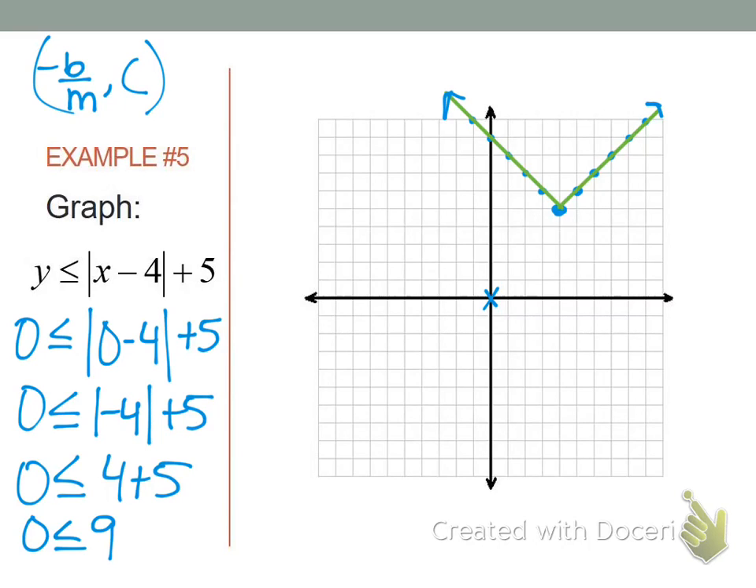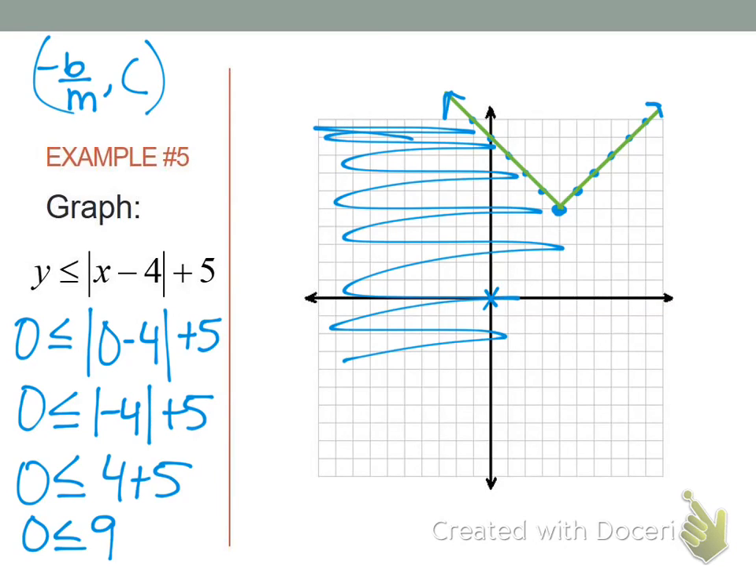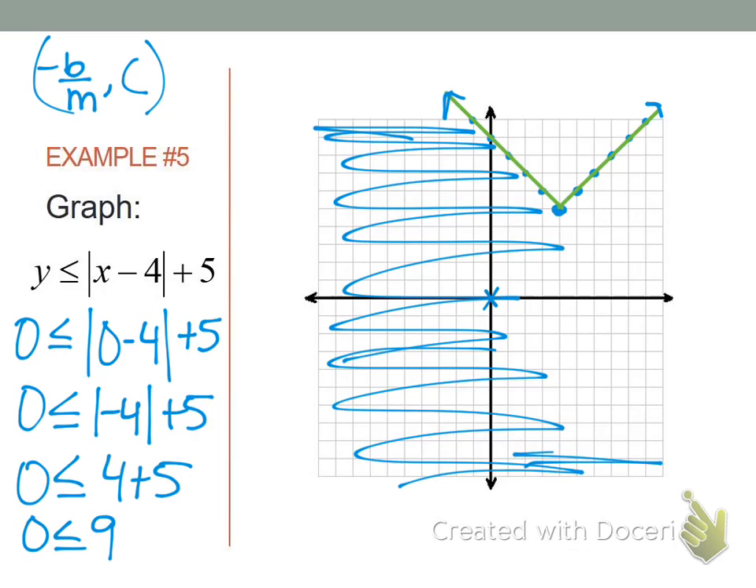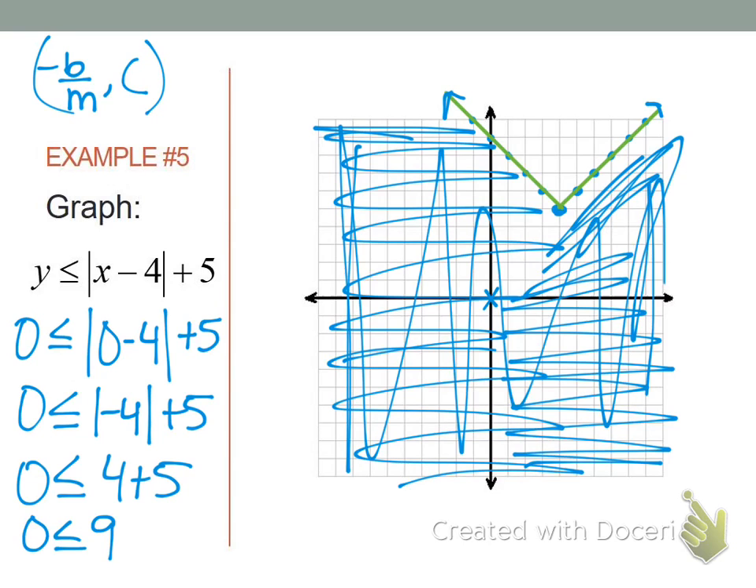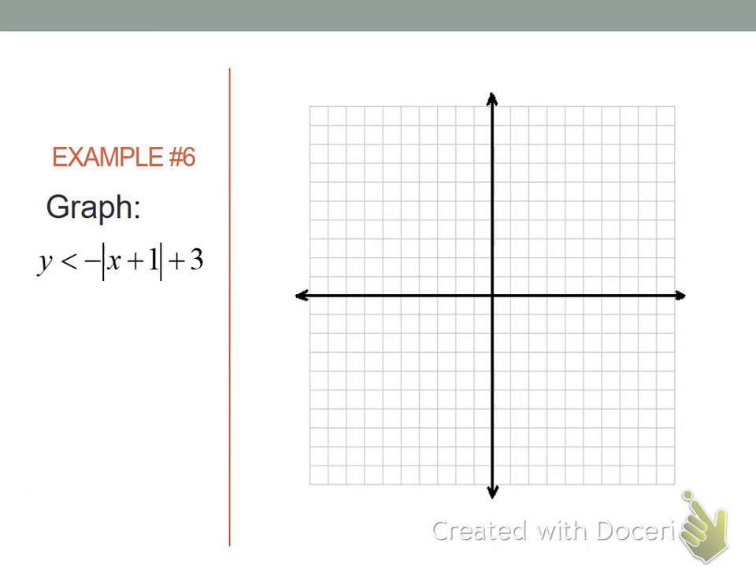So that means, are we shading inside of our V or outside our V? Outside. We've got a lot of stuff to shade. Again, it doesn't have to be shaded in solid black or gray with your pencil. Just shaded so that I know you shaded outside of the V. Next we have y is less than the negative absolute value of x plus 1, plus 3.